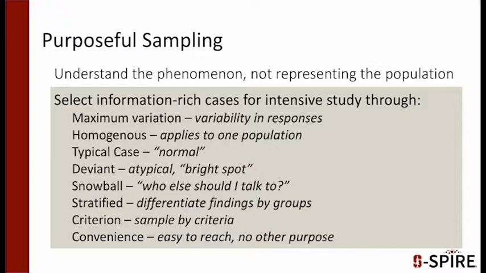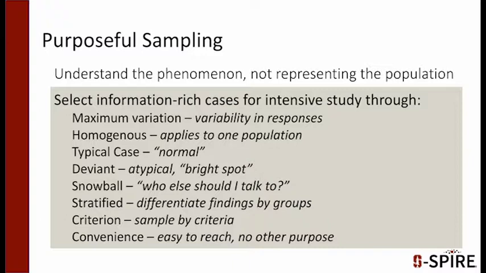Stratified sampling is a different type of sampling that really allows you to differentiate your findings by group. So you may want to stratify by age, race or ethnicity, or other key criteria that are relevant to your study, which is similar to criterion sampling, where you have very set criteria in terms of who would be included in your study population.